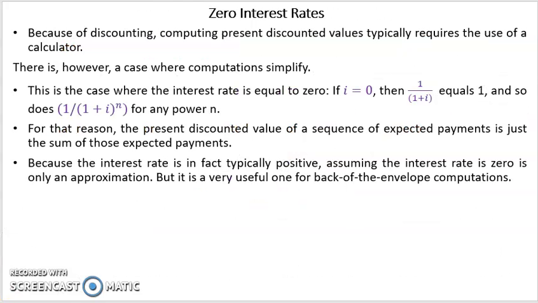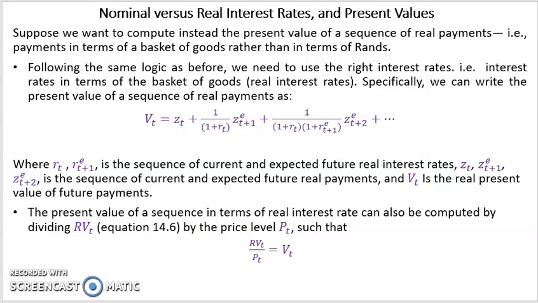There is also a case where the interest rate is 0. If the interest rate is 0, then this fraction will be equal to 1, because this will fall out and it's going to be 1 divided by 1, and so will this one, for any power, for any number of years. So for that reason, the present discounted value of a sequence of expected payments is just the sum of those expected payments.